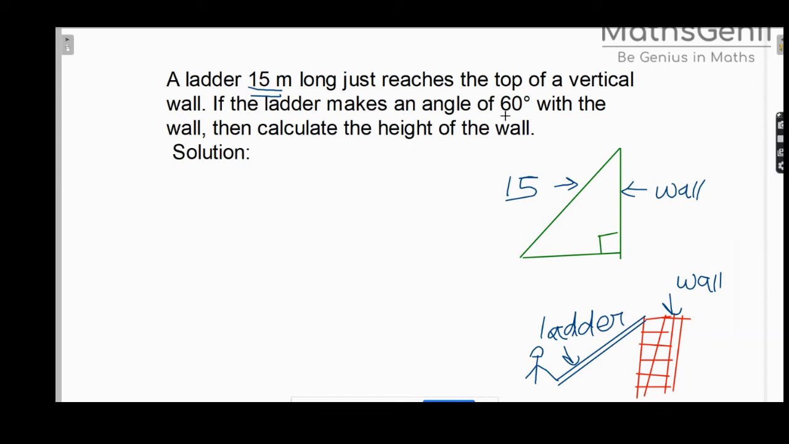If the ladder makes an angle of 60 degree with the wall. Ladder makes an angle with what? Wall. So 60 will come here. Understood why I have written 60 here? Because the ladder is making an angle with the wall. So ladder with the wall, only this angle remains. So I have written 60 here. This is 90. This is 60. So always when you have 90, 60, the remaining is always 30.